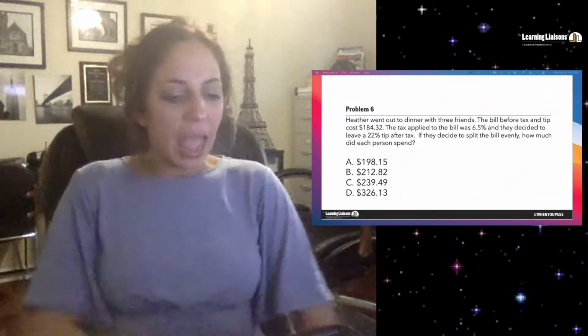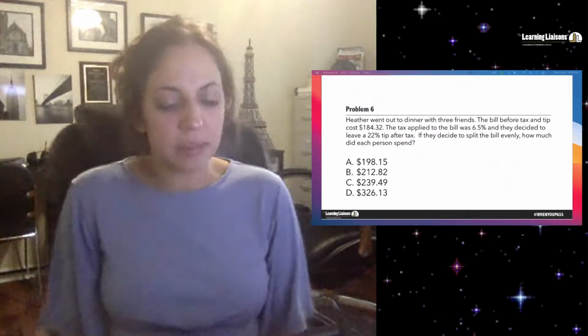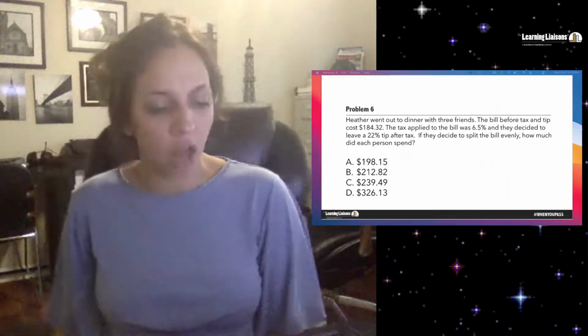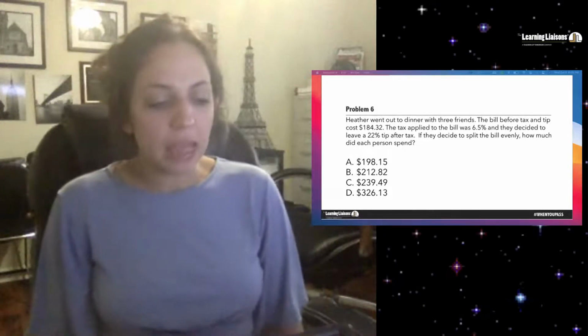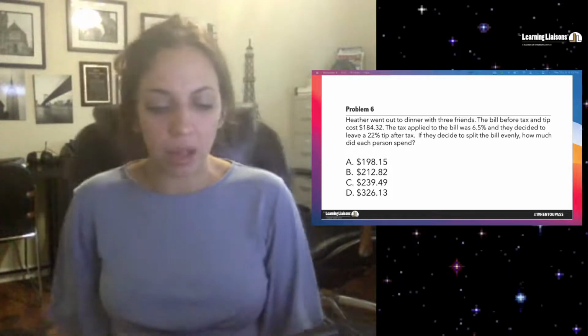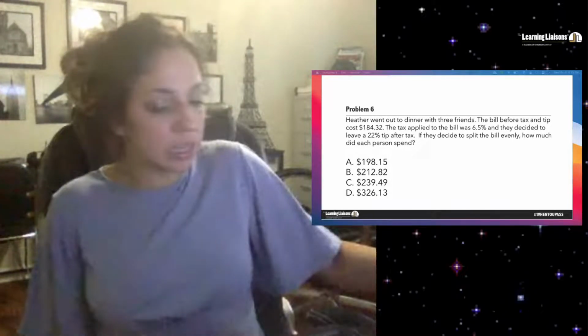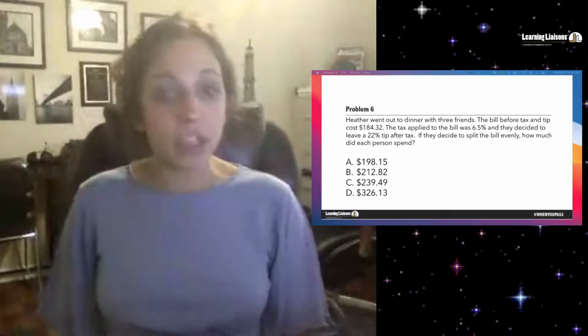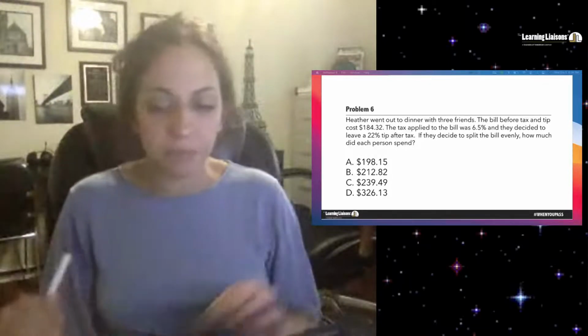All right. Heather went out to dinner with 3 friends. The bill before tax and tip cost $184.32. The tax applied to the bill, 6.5%, and they decided to leave a 22% tip after tax. If they decide to split the bill evenly, how much did each person spend?